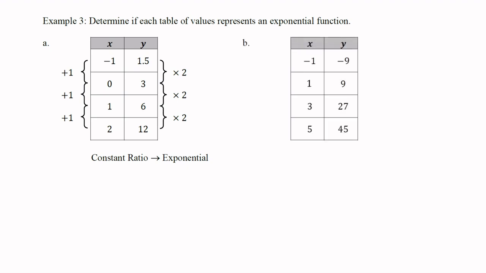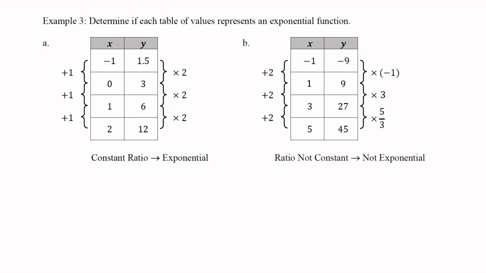For the next table, we take a look at our x values. For each x value, we are adding 2. So now we look at our y values. From negative 9 to 9, we multiply by negative 1. To get from 9 to 27, we multiply by 3. And right there, we already know it's not exponential because our multiplication factor, or our constant ratio, is not constant. From 27 to 45, we have to multiply by 5/3. So that further drives home the point that the ratio is not constant, so therefore it is not exponential.